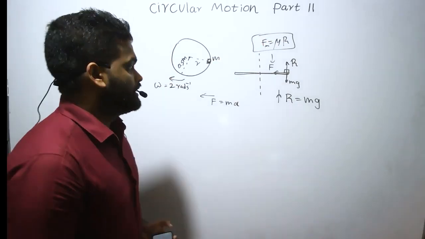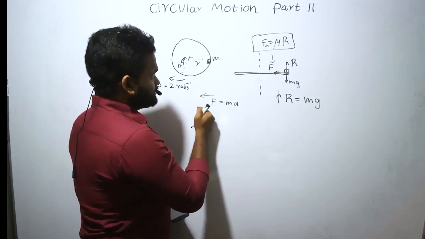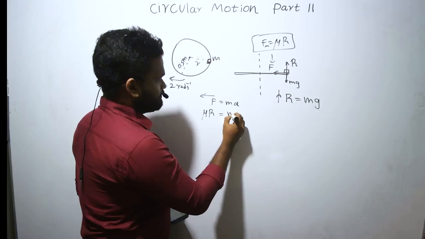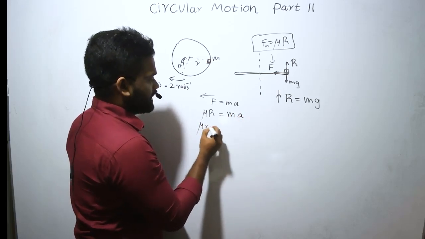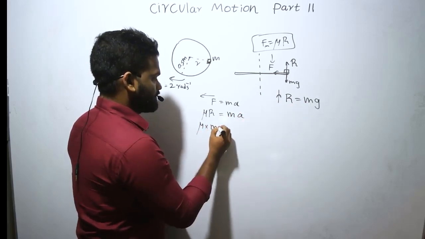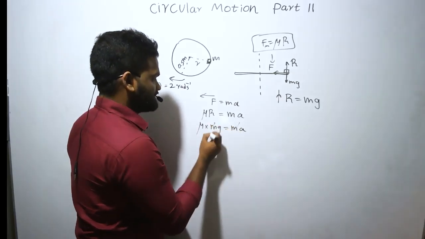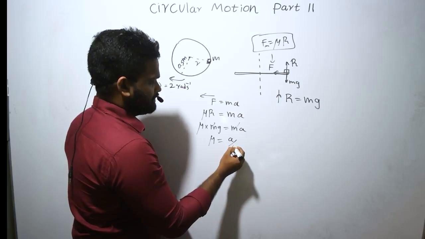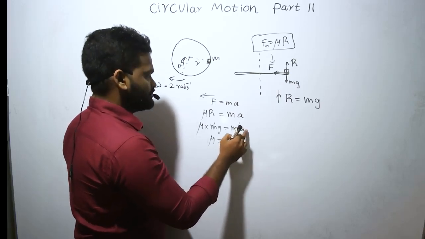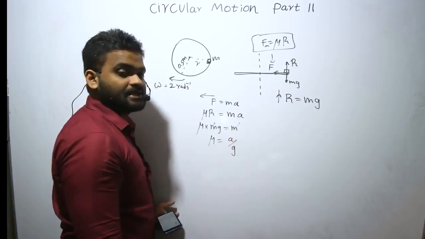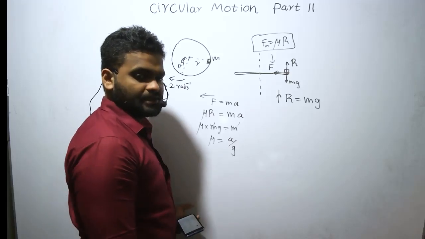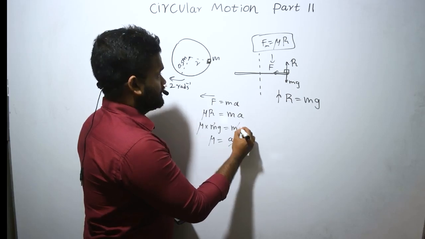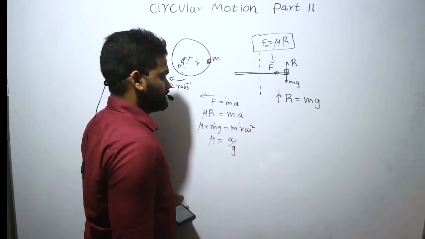So the friction is the force towards the center, so you can write mu R equals ma. This mu R is equal to mu mg. The mass cancels off, and then mu is equal to the acceleration divided by g. The acceleration you can write in terms of centripetal acceleration, r omega squared.